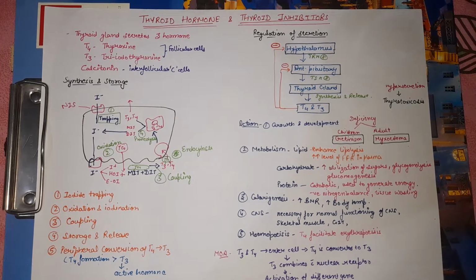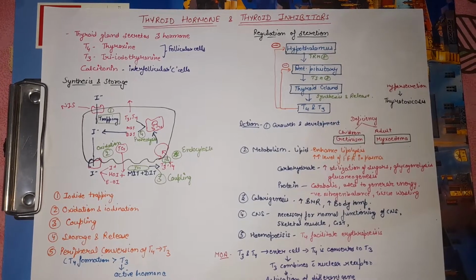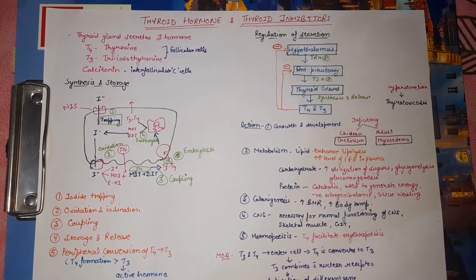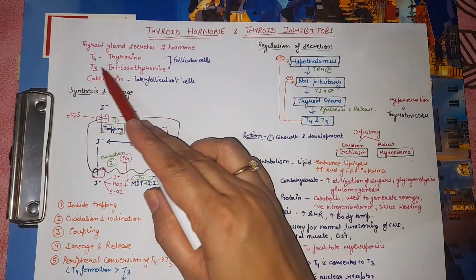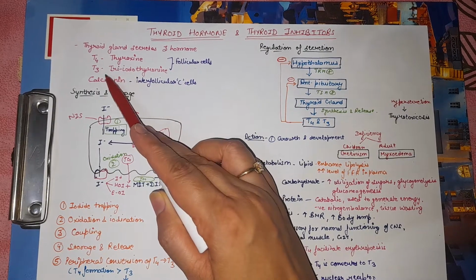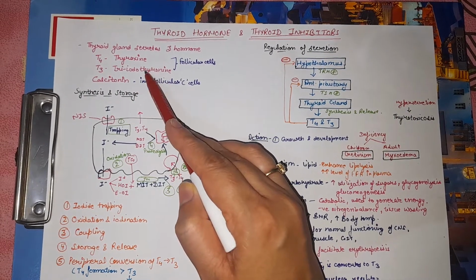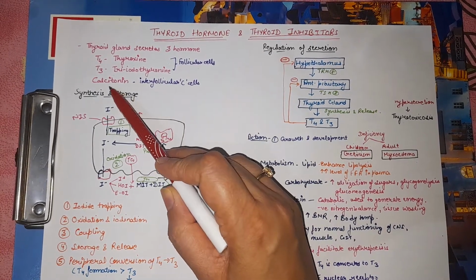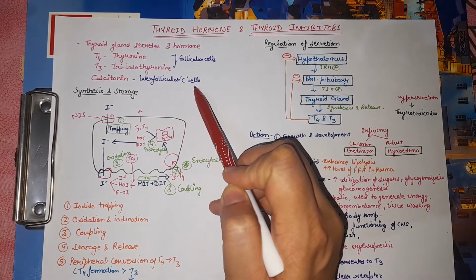Hello student, in this video we will talk about thyroid hormone and thyroid inhibitors. As we know, thyroid hormone is secreted from the thyroid gland, and the thyroid gland secretes three hormones. First is T4, also known as thyroxine, and second is T3, triiodothyronine. These two hormones are secreted from the follicular cells of the thyroid gland, and another hormone is calcitonin, which is secreted by the interfollicular C cells of the thyroid gland.